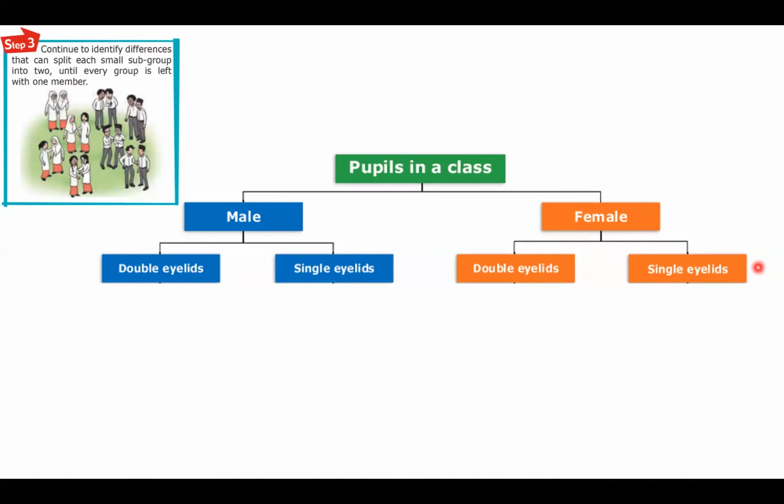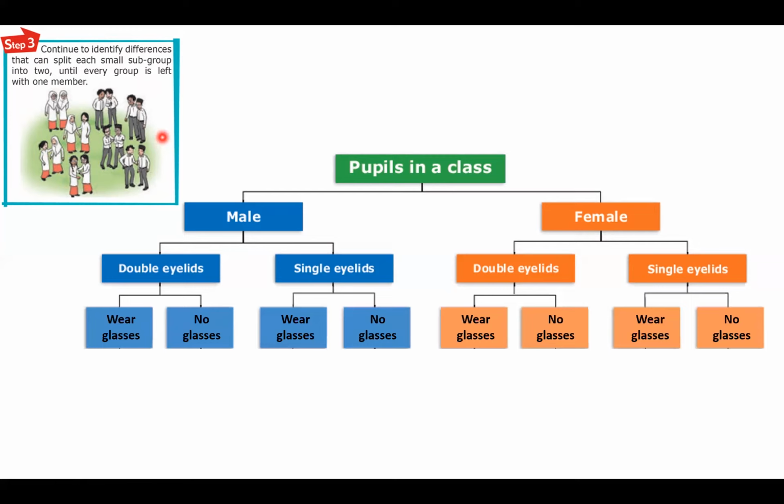Step number three, you continue to identify differences that can split each small group into two until every group is left with one member. So can we divide the groups even further? What other differences can you identify, or apa perbezaan yang kamu dapat nampak pada students yang ada di dalam kelas? So you can notice that some of them are wearing glasses and some of them are not wearing glasses. So in this picture, you can further divide them into whether they are wearing glasses or not. So some of the male students, those with double eyelids, some of them wear glasses, some of them do not wear glasses, and so on.